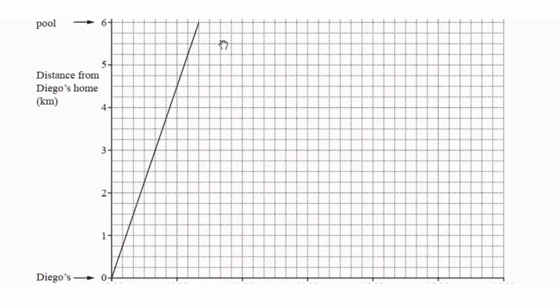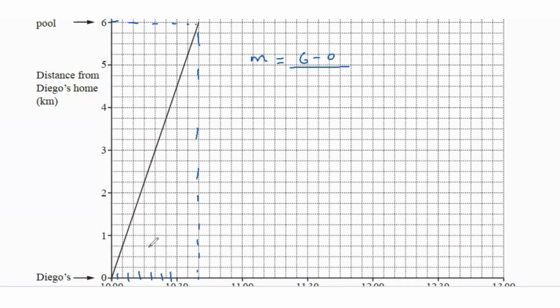In a distance time graph, the slope of the graph gives us the speed. So we're going to find the slope of this line, which would be m equals, this is our point over here, and this is our point over here. So y value is 6 minus 0. X value is going to be between each point. There is 1, 2, 3, 4, 5, 6. There's a difference of 30 minutes between each interval, and there's 6 boxes between 10 and 10:30. So we can say that each small box represents 5 minutes.